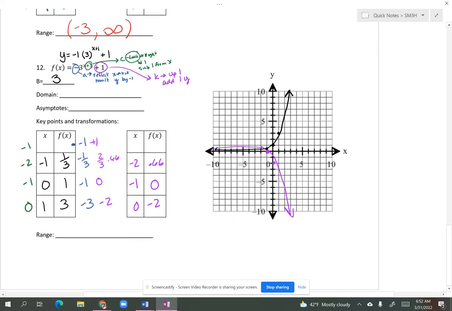The domain, again, the graph goes all the way from the left, so at -infinity, all the way to the right. And then the asymptote is going to be right here. Okay. If we remember, I said that's always the equation of the line y equals k, so y equals 1. Okay. And then the range for this one, the bottom of the graph actually starts at -infinity and goes up to that asymptote at 1.